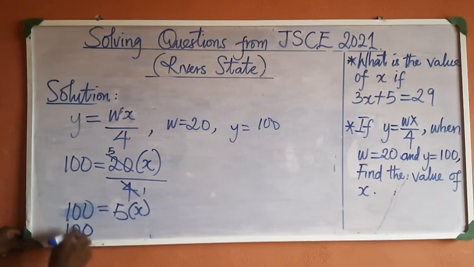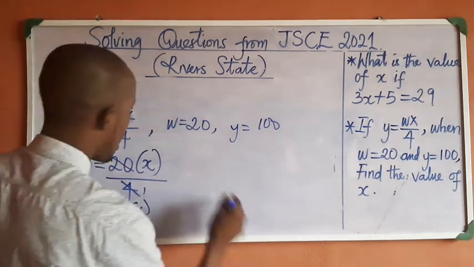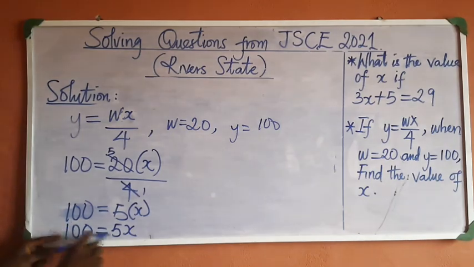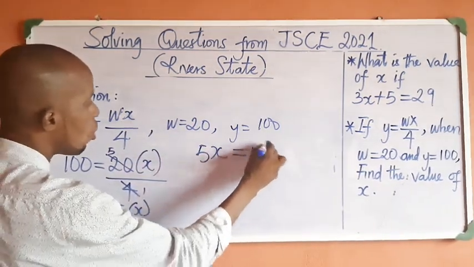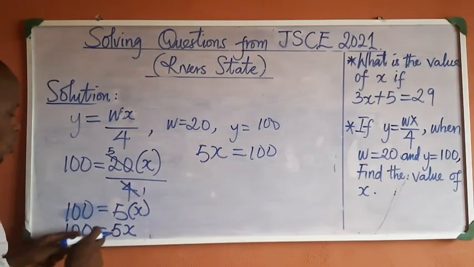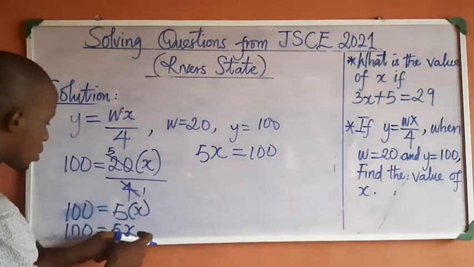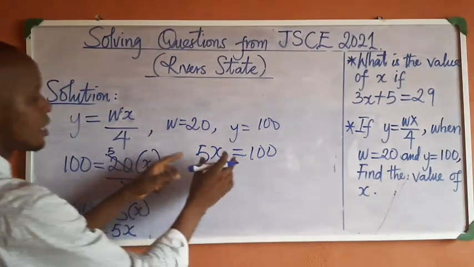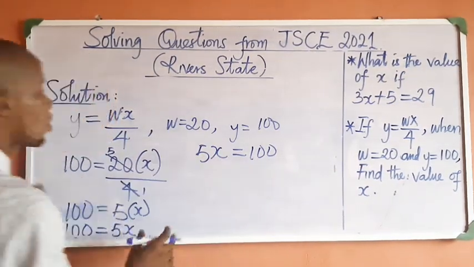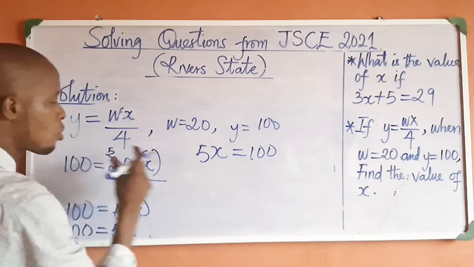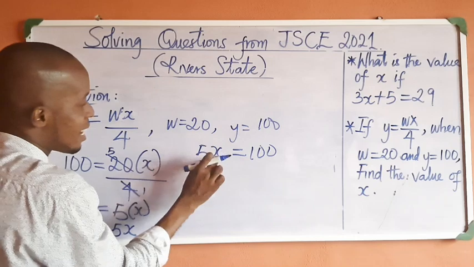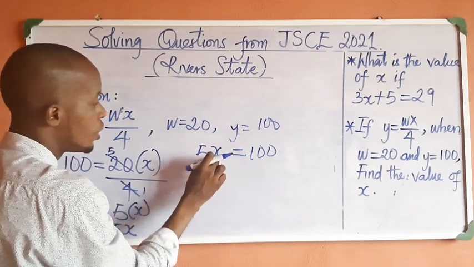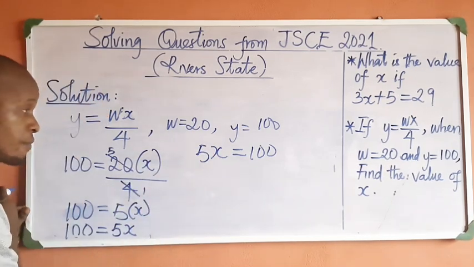So continuing, 5 multiplied by x will be 5x. I can rewrite this equation this way: 5x equals 100. It's the same. If 100 equals 5x, that means 5x is equal to 100 as well. And that is what I have just done now. Okay, what next am I supposed to do? I am going to divide both sides of the equation by the number that is attached to the x that we are looking for, the unknown. Just the same thing we did in the previous question.